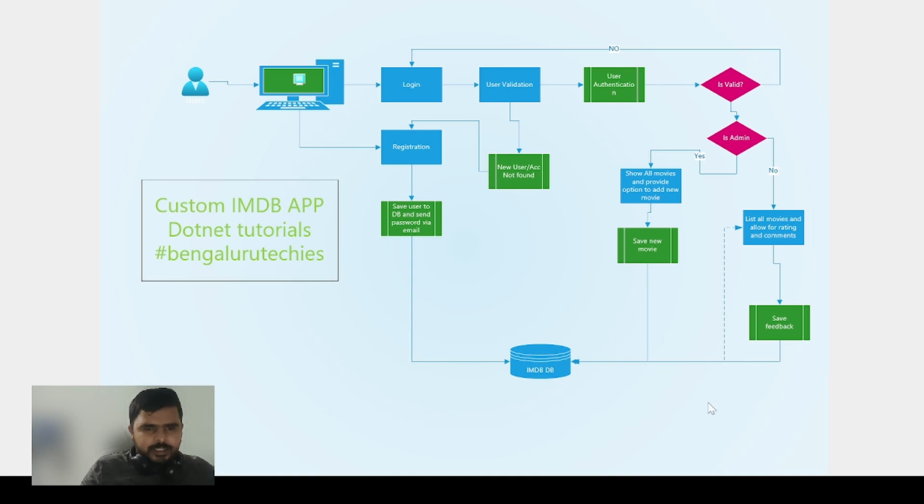So this is the technical requirement, and upon which we'll be developing the application. It has mainly three components. One is role-based authentication, another is user registration, and the next thing is movie display and feedback saving.